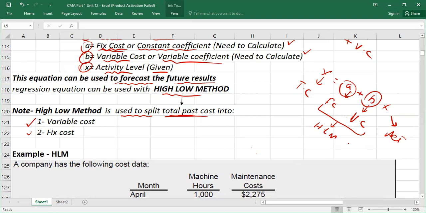Obviously, once we derive the fixed cost and variable cost from the past data, the same fixed cost and variable cost we can use to make the prediction for the future. Understood? So how is it going to work? So I'll tell you now, please, with the help of an example, how the regression equation can be applied along with the high-low method.